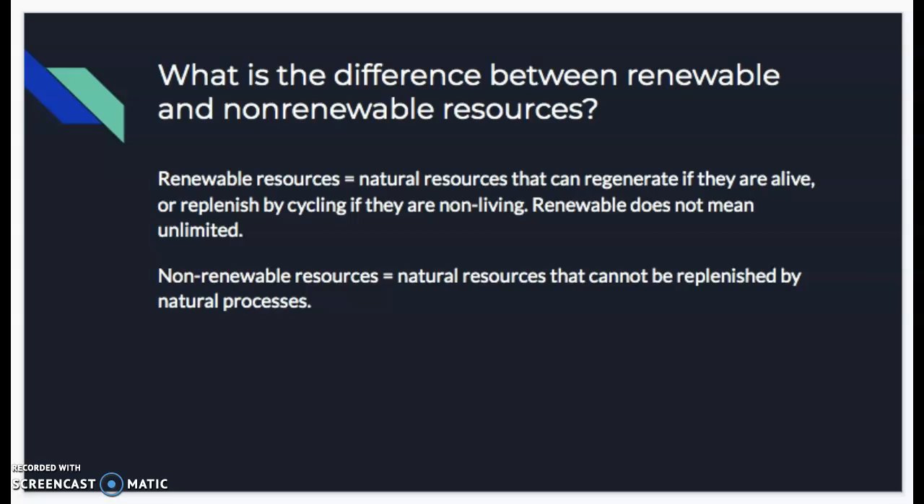Non-renewable resources are kind of the opposite. These are natural resources that can't be replenished or regenerated by natural processes. Basically, once you use them, they're done. They're gone. The only way to really recreate them would probably be in some kind of lab or man-made facility. So non-renewable resources do not reoccur naturally. Once they're used, they're done.